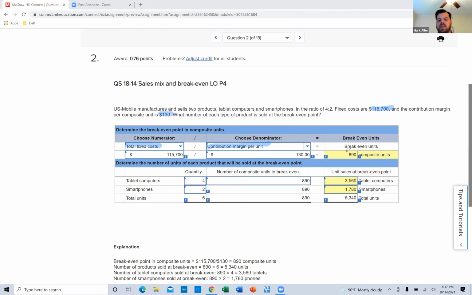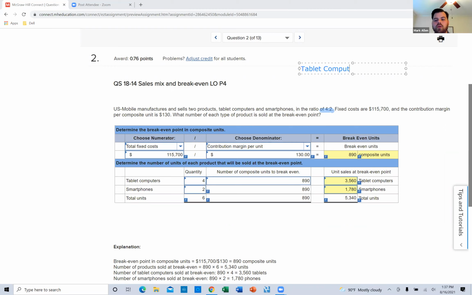And when I do that, I find that I need 890 composite units. So now you say, well, that's great, but now what do I do? Well, now this is where the ratio is going to come in. We know that for each composite unit, there are a total of 6 products being sold.